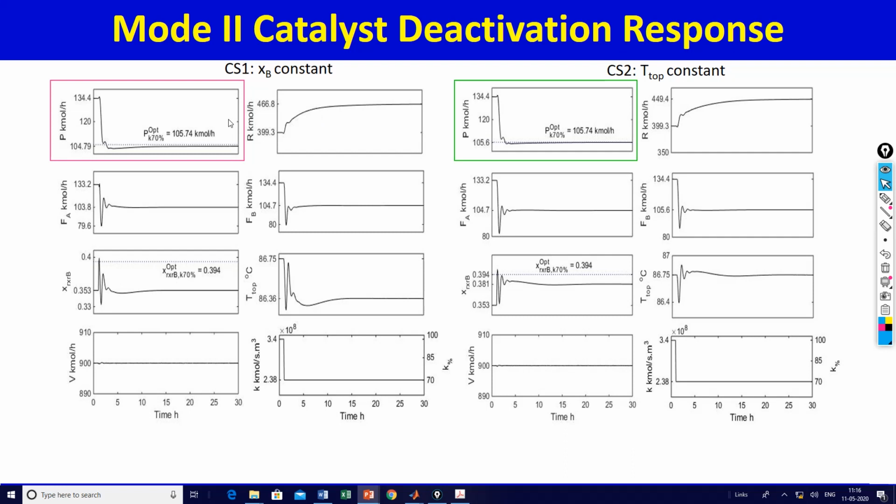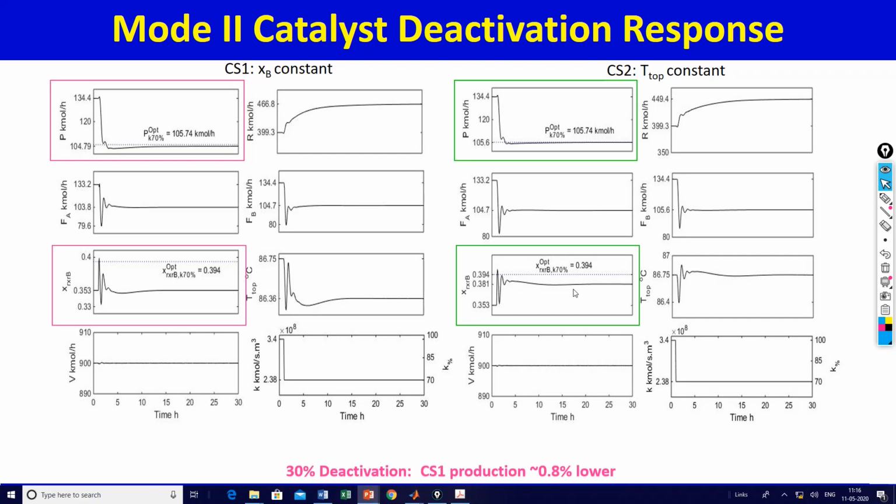The difference is not as dramatic as in mode 1, but nevertheless there is a difference, and this is again traceable back to the change in the reactor mole fraction in the right direction. Yeah, with 30% deactivation, CS1 production is about 0.8% lower. Not very dramatic, but again, if you integrate even 0.5% higher production over the entire year, the savings are going to be dramatic, millions of dollars, crores of rupees. Okay.